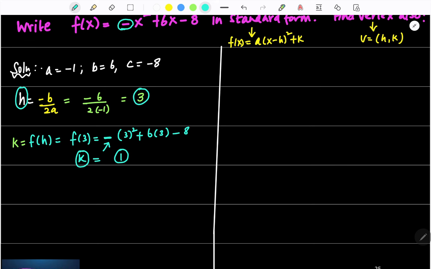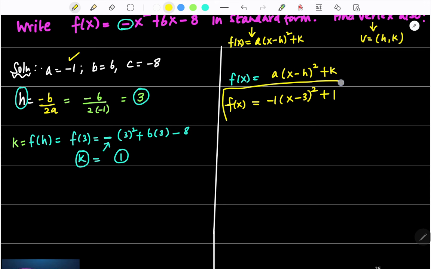So we can write the standard form. What is the standard form? f of x equals a into x minus h the whole square plus k, where a is how much? Minus 1. So minus 1 into x minus 3 the whole square plus k, which is equal to what? 1. So this is your f of x. Clear everybody? Right. So this is the standard form.